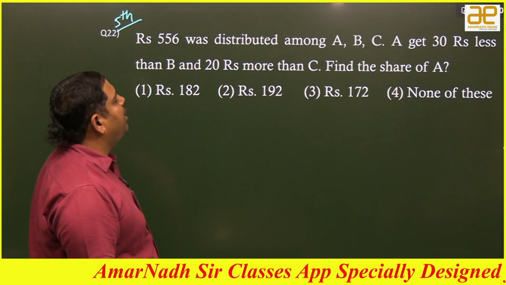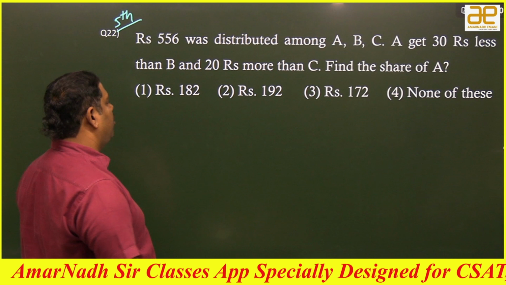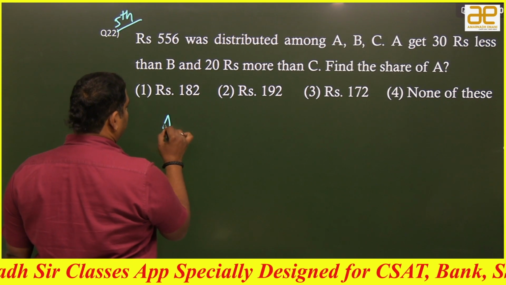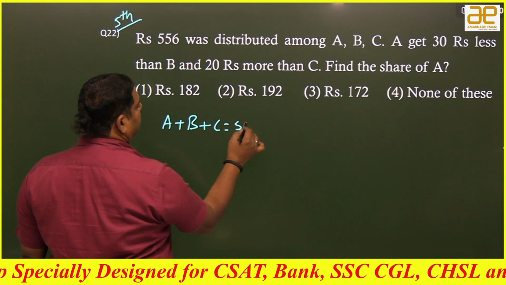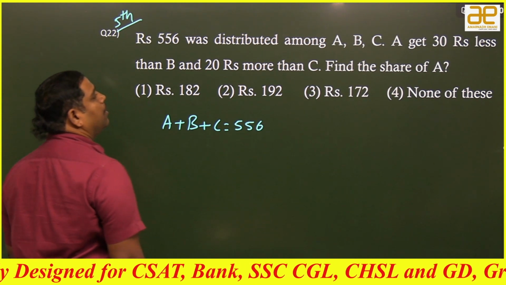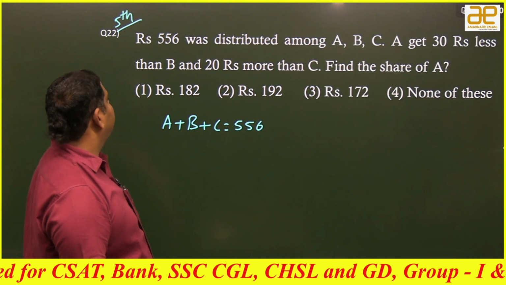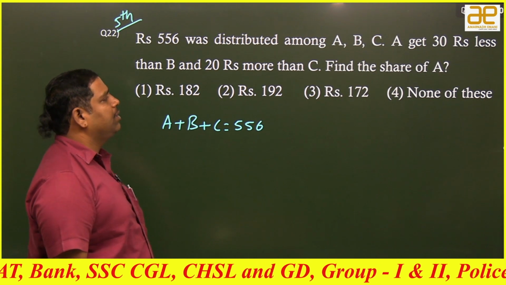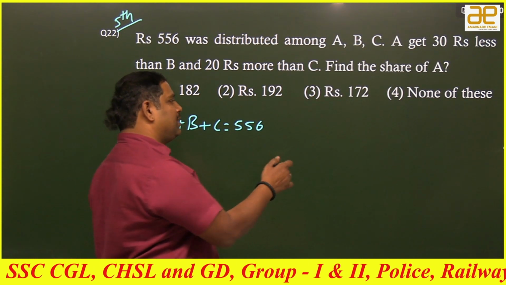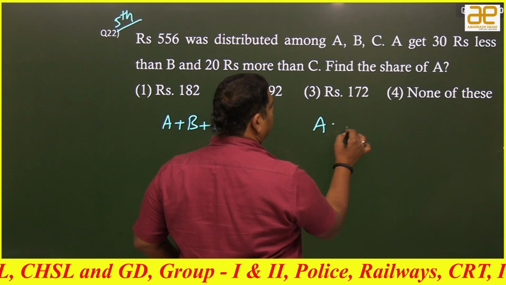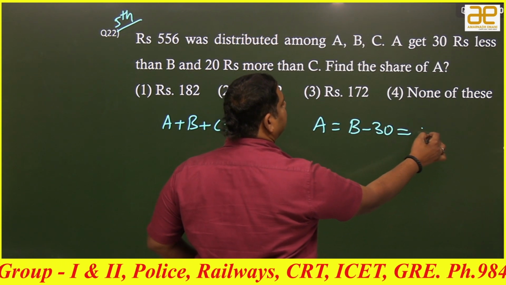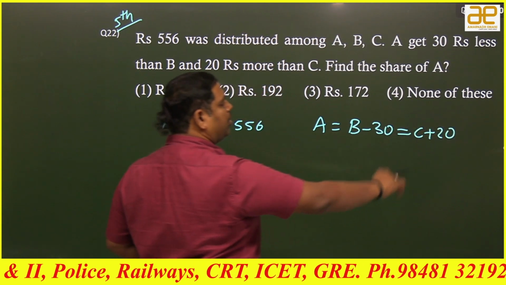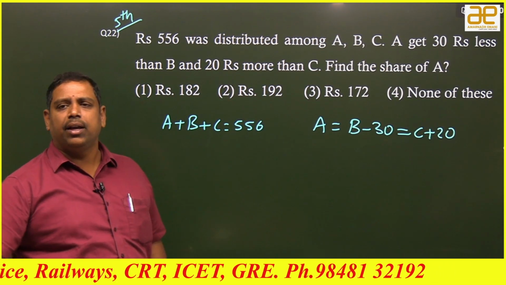556 rupees was distributed among A, B, C. Means A, B, C, all the 3 members together, they distributed 556 rupees. A gets 30 less than B and 20 more than C. A gets 30 less than B means A is equal to B minus 30, and 20 more than C means C plus 20. This is the statement he made. Find the share of A.